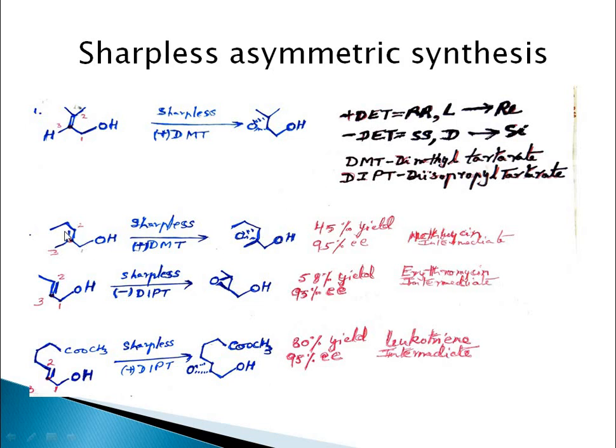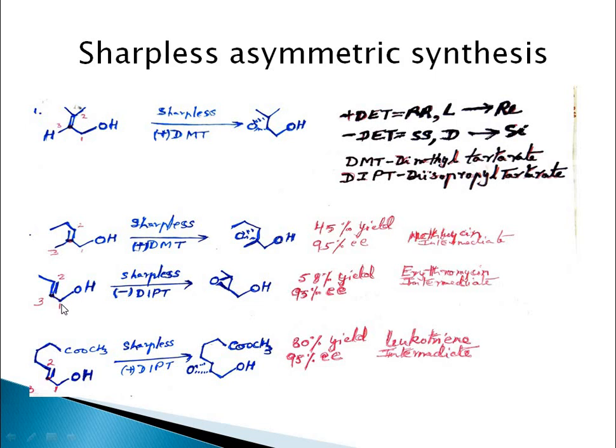So if this along the plane of the paper is the Si face, 1, 2, 3 anticlockwise, again oxygen will be delivered below the plane of the paper. So this will be the product, and the yield is 45% and enantiomeric excess is 95%. Just imagine such a good asymmetric synthesis forming this epoxide, and this is used as an intermediate for a drug, an important drug. Similarly, Sharpless epoxidation in this case, when this is the alcohol CH, CH, CH2OH.